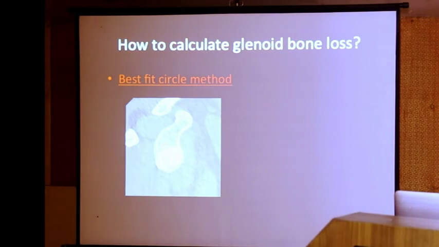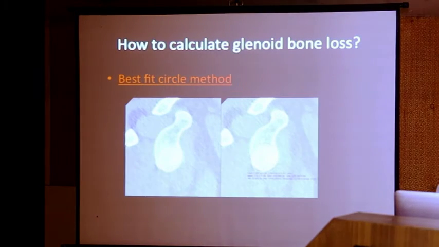How do I calculate a glenoid bone loss? So the most common technique that is used is the best fit circle method. Now what is this method? So here you can see this is a normal glenoid with a complete nice round anterior-inferior aspect of glenoid. The best fit circle method is nothing but drawing a circle such that it should trace along the posterior and inferior aspect of glenoid. The circle should be made in such a way that it should align with the posterior cortex and inferior cortex of glenoid.